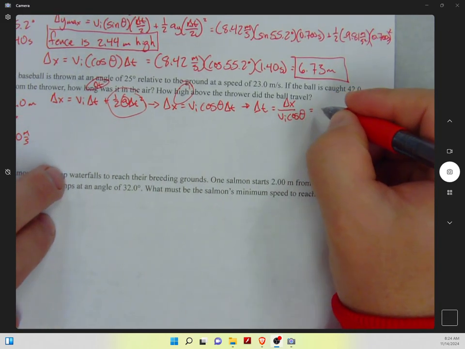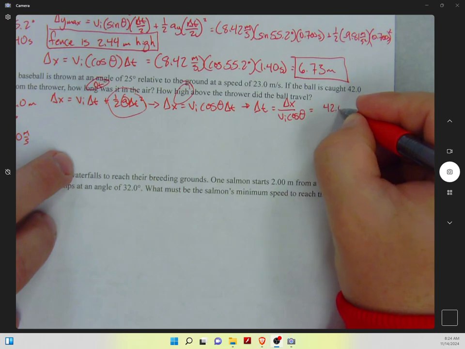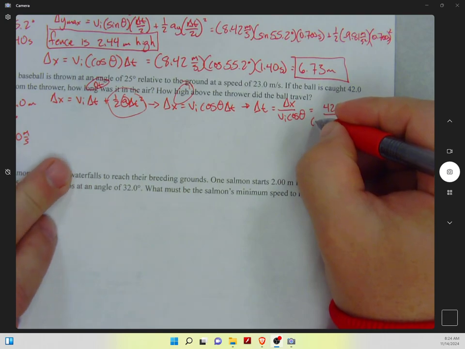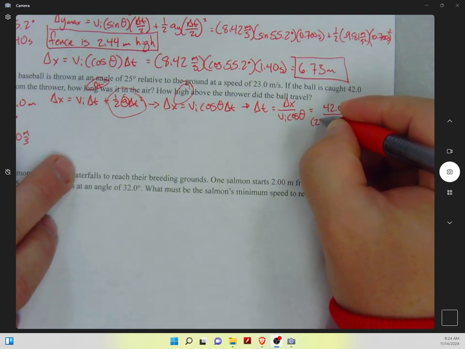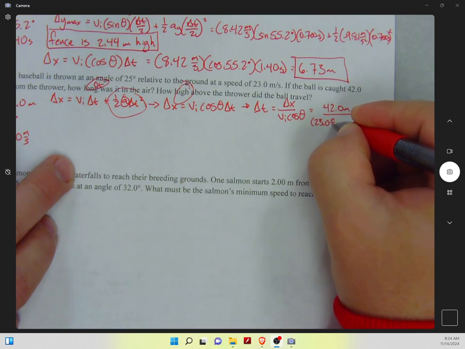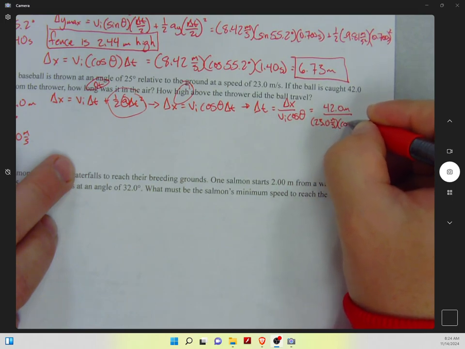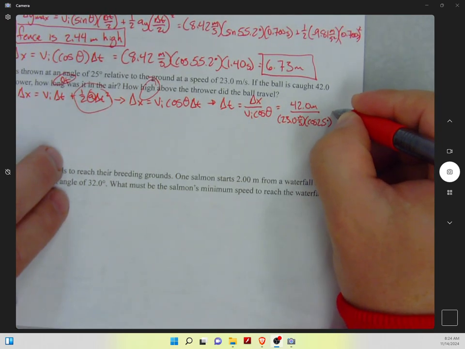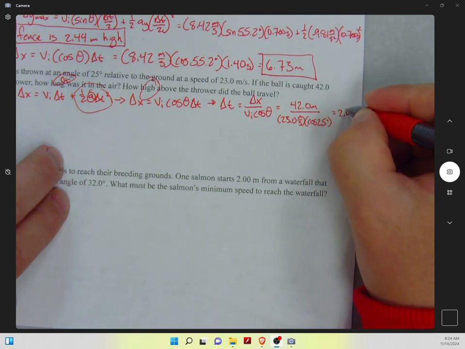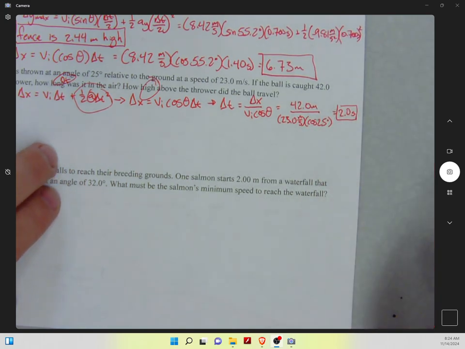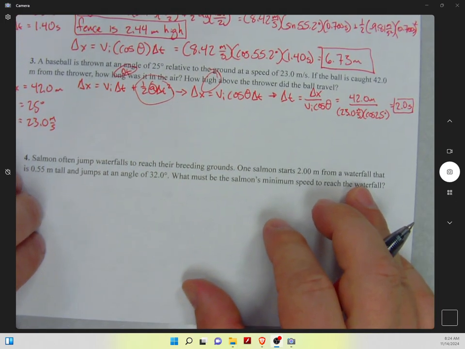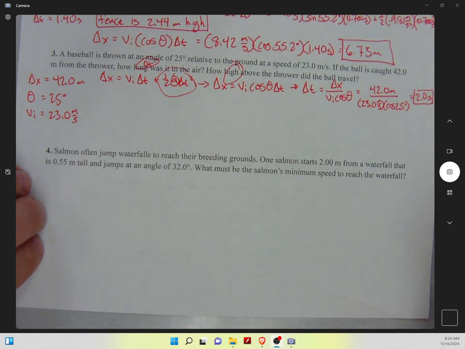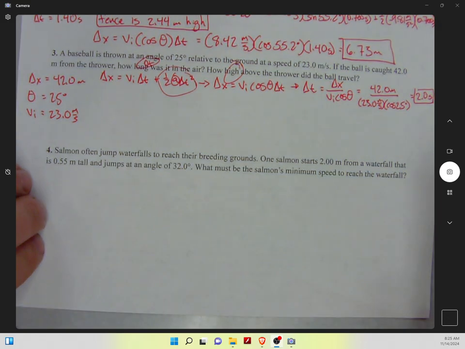Now I have all of these things. I have 42.0 meters. I have my initial velocity of 23, and then I have cosine of 25 degrees. My calculator tells me that that is 2 seconds. So I now understand that this ball was in the air for 2 seconds, right? For 2 seconds.